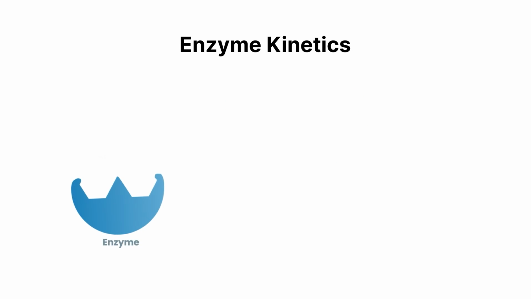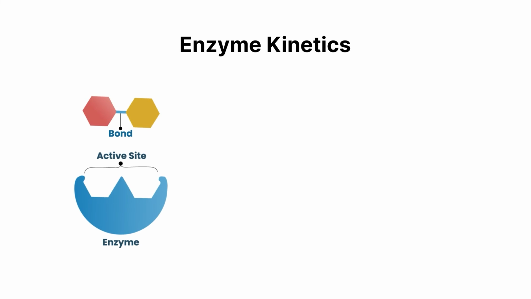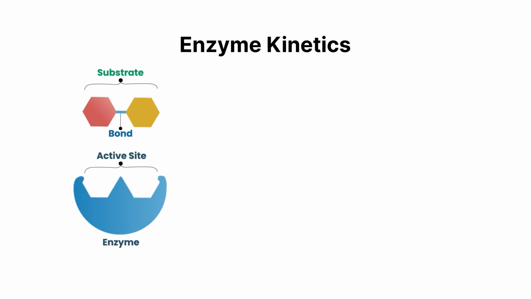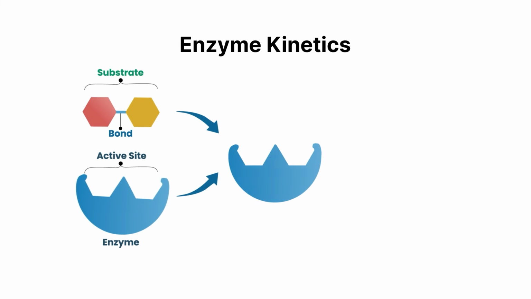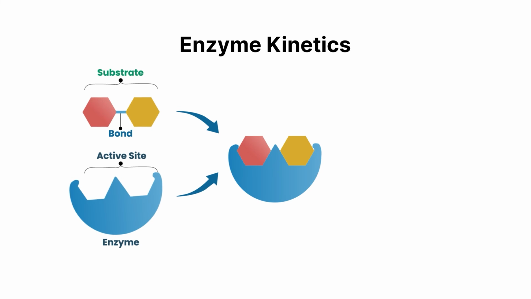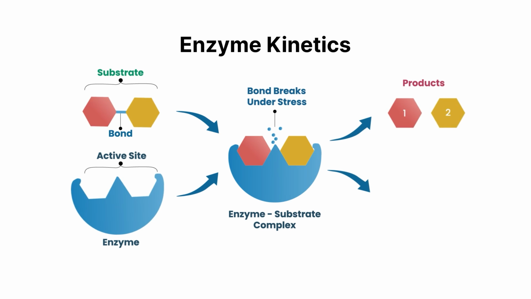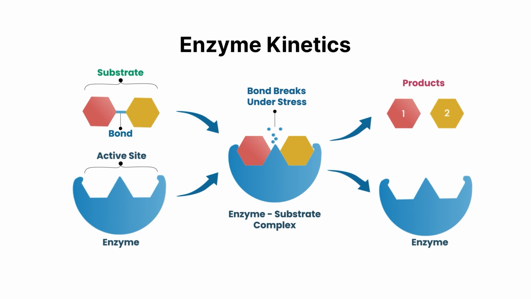In order to catalyze a chemical reaction, enzymes must have a molecule to react with, called a substrate. Depending on the substrate concentration, individual enzymes can perform a specific reaction at a certain speed and duration. As the substrate or substrates bind to the enzyme, the molecules fit together to create a new, temporary molecule called an enzyme-substrate complex. When the enzyme and substrates bind together, they change shape. But once the products of the reaction are generated, they come apart and regain their previous shapes.